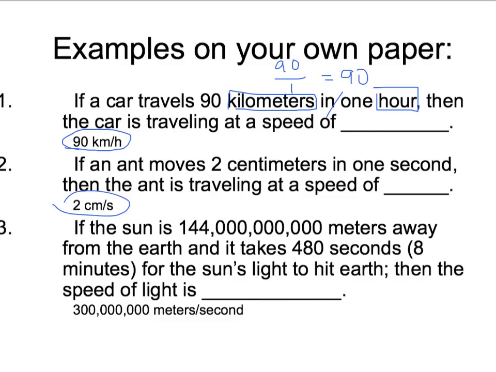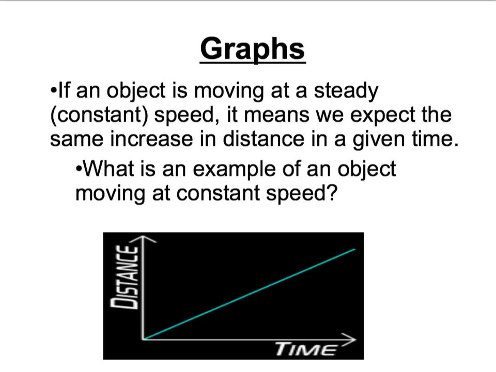If the sun is 144 billion meters away from the Earth, and it takes 480 seconds or 8 minutes for the sun's light to hit Earth, which is true, then the speed of light is 300 million meters per second. That is super fast. Basically, it's just very simple division.